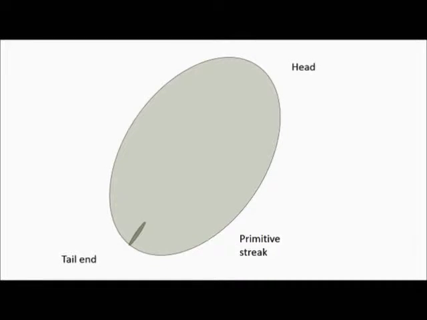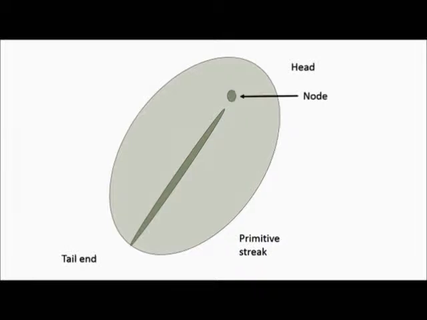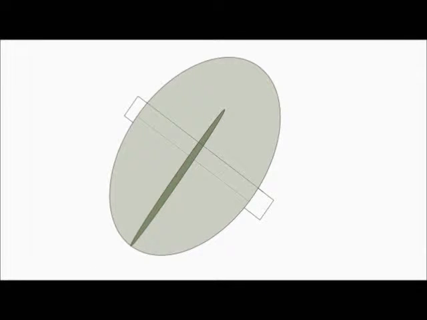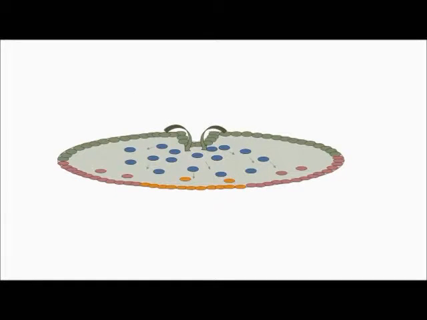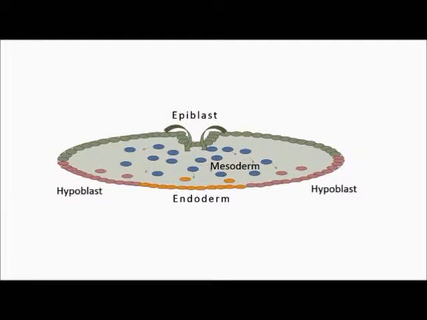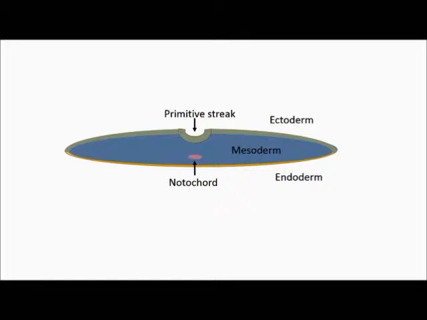At the tail end of the epiblast cells, a primitive streak forms along the midline, with a primitive node just ahead. The node signals the cells at the primitive streak to start to divide and fold underneath the epiblast layers, forming the two new layers called the endoderm and the mesoderm. The epiblast layer is now referred to as the ectoderm.